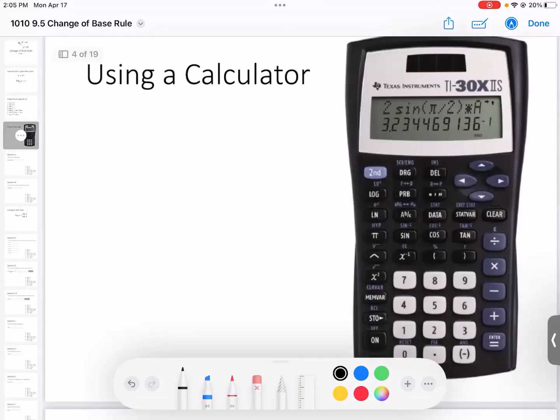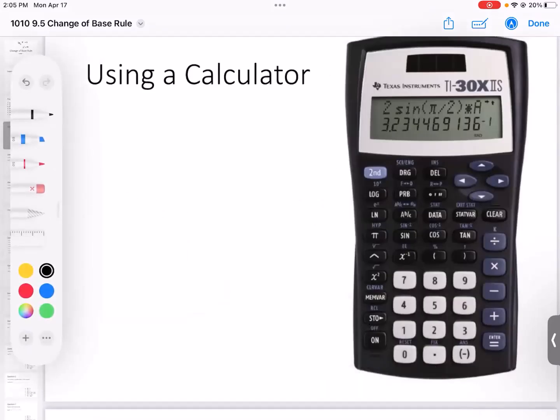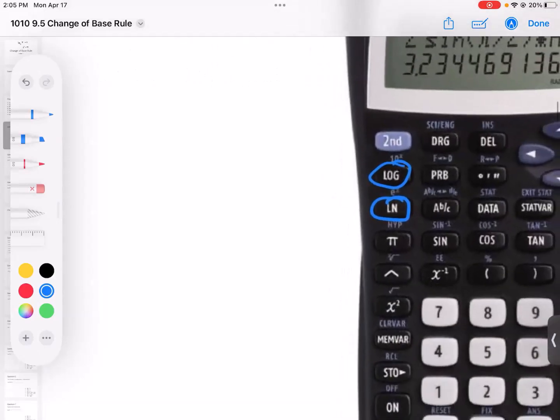So if you look at your calculator, all calculators look a little bit different, but any scientific calculator should have a log button and a natural log button. On this one, it looks like this. Log is just log and natural log is ln. So everybody look at your calculator and make sure you can find those two buttons.